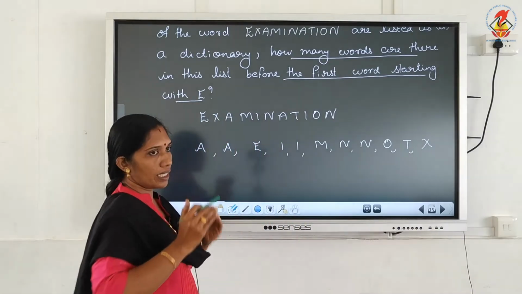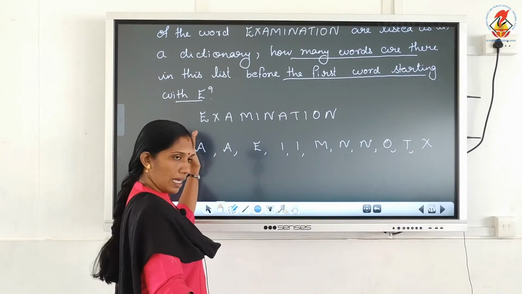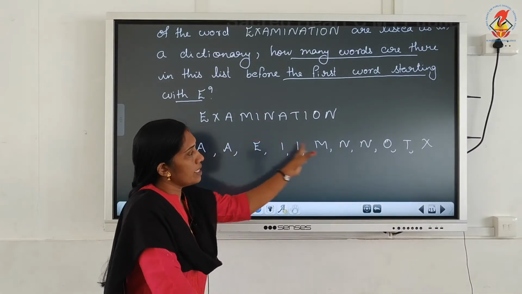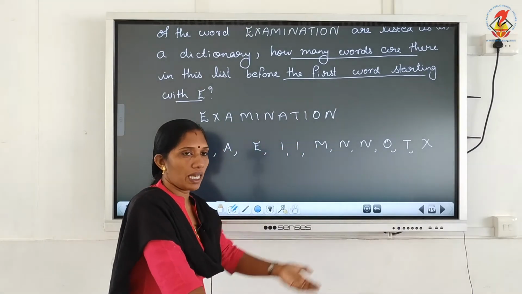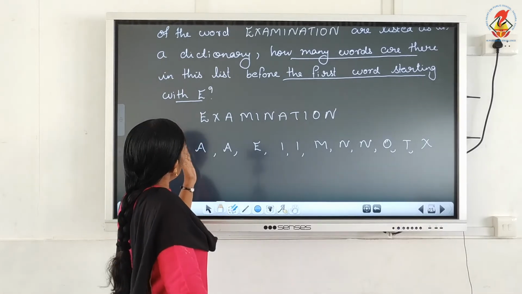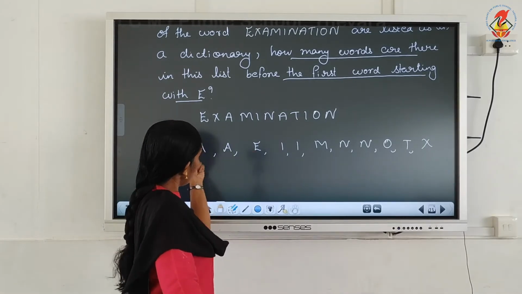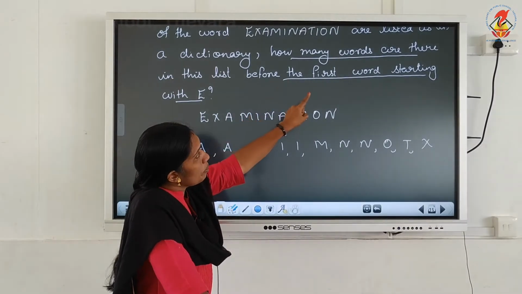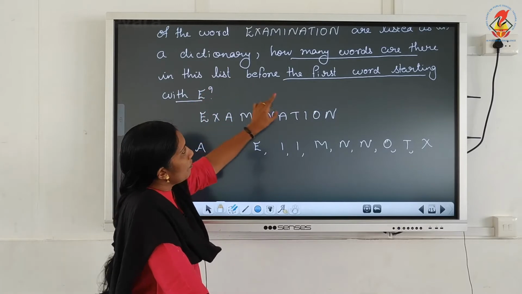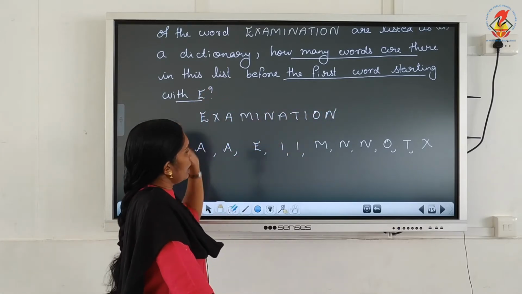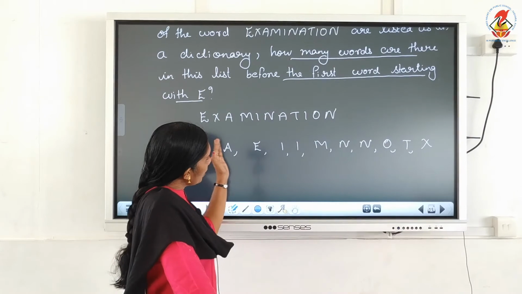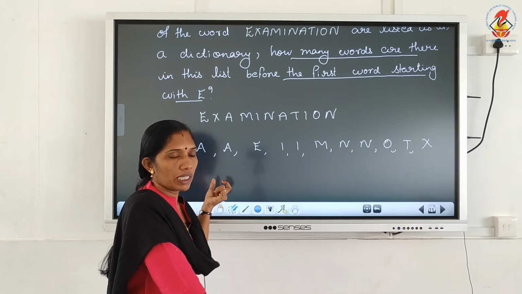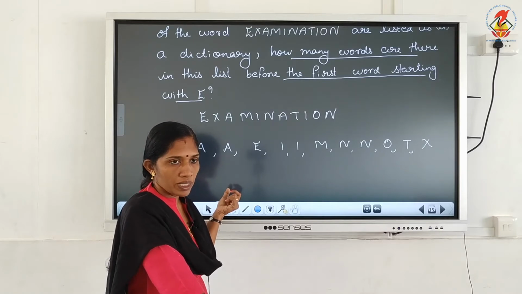If we arrange as in a dictionary, first is A. So this A is fixed. Then we have to arrange these 10 letters. In how many ways can we arrange the 10 letters? Then after A, we have the other A, then after that E. What is the question? How many words are there in this list before the first word starting with E? So before the first word starting with E means the number of words starting with A. That only we have to find, isn't it?